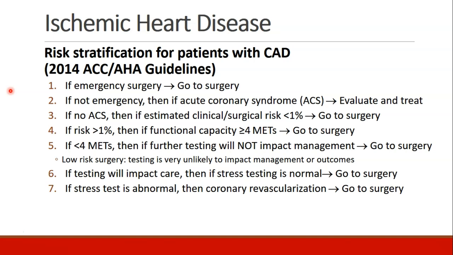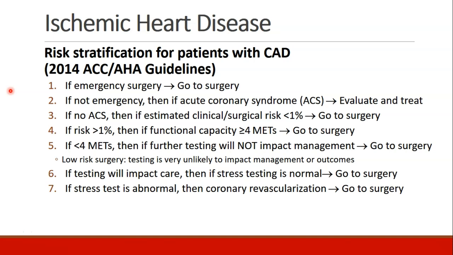If they're not unstable, then we estimate their clinical or surgical risk using one of the calculators. If it's less than 1%, they can probably just go to surgery. If they are at higher surgical risk, higher clinical cardiac risk, then we can ask about their functional capacity. And if it's greater than or equal to 4 METs, they're still probably safe to go on to surgery.